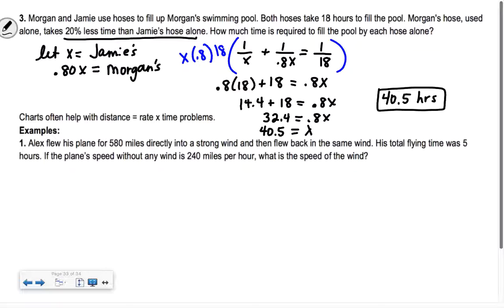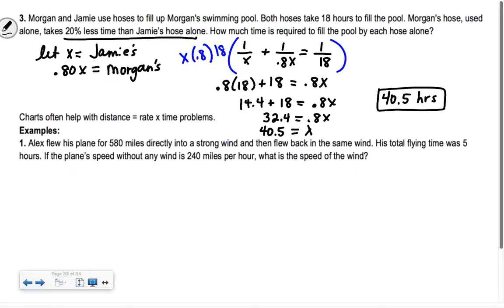All right, so it says charts often help with distance equals rate times time problems. You don't really need the chart for these working together ones necessarily. They do get kind of complicated. There can be harder examples that we can talk about. But for these distance equals rate times time ones, I would probably do a chart. It's really just the best way to organize the data.